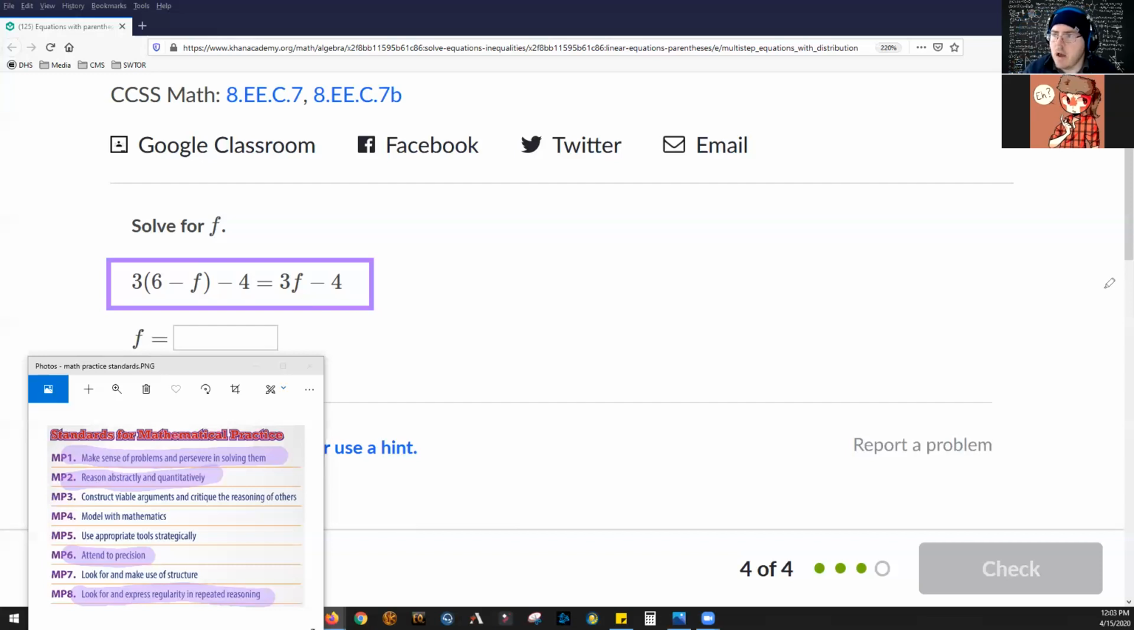Okay. I don't see any answers yet in chat, so I'm going to try and catch up to you real quick. The first thing I'm going to do is multiply this 3 by both terms on the inside of the parentheses. That's the distributive property. So I'd end up with 18 minus 3f. Please chime in on chat if you're wondering where that negative 3 came from. So 18 minus 3f minus 4 equals 3f minus 4, because that right side hadn't been touched yet.